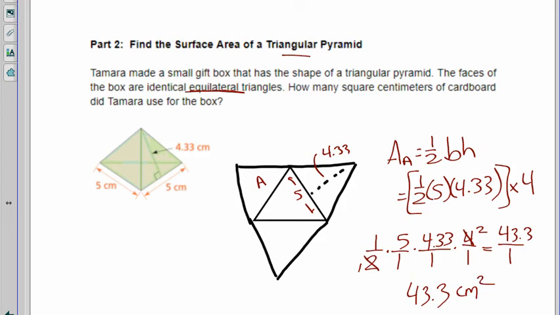Now that's not saying you needed to do it that way. You could have just found the area of one triangle and then multiplied that whole thing by 4. But by doing this, seeing this little trick here, I was able to save myself some work.